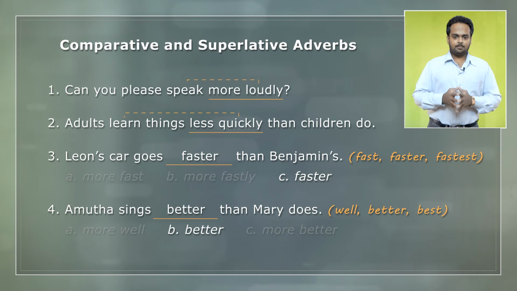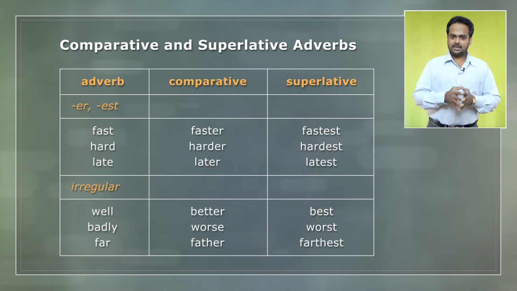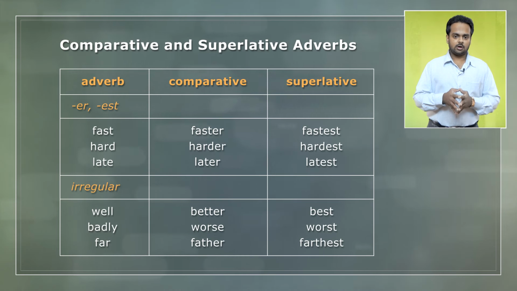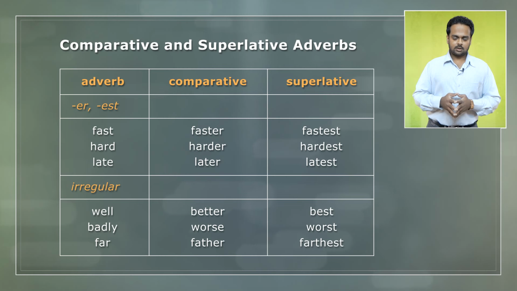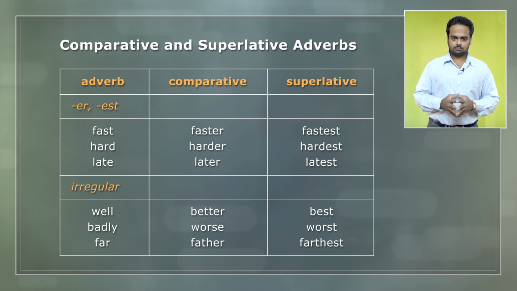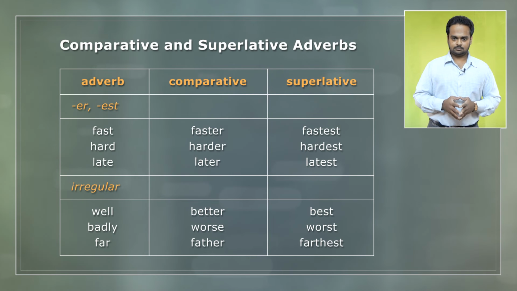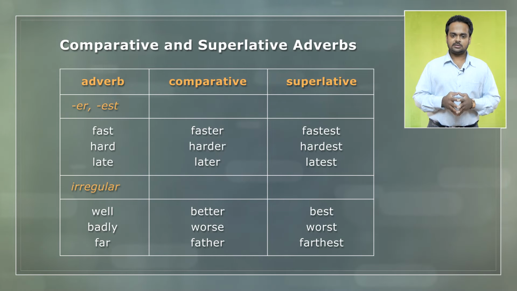Okay, now the important point here is that there are some adverbs which have either ER and EST forms or irregular comparative and superlative forms. You see some of these on the screen. It's a good idea for you to memorize these forms so that you use them correctly. And if you want to learn more about comparative and superlative forms of adjectives, watch my lesson on adjectives in this series. All right, now let's move on to our final topic in this lesson, and that is the position of adverbs in a sentence.